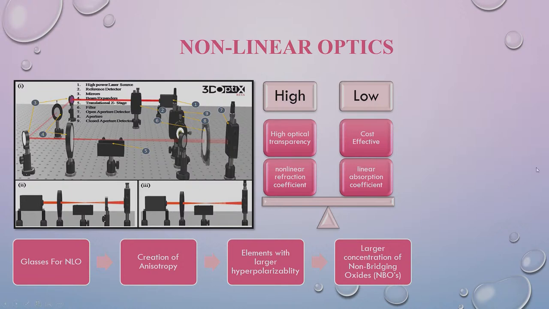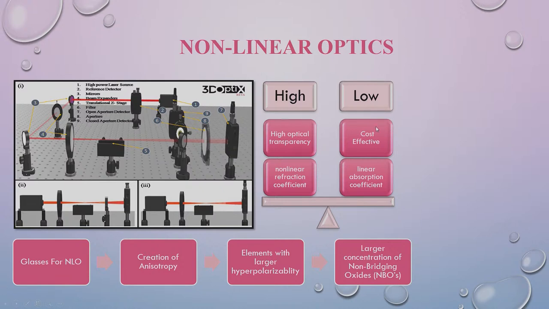That anisotropy works the moment I add some dopant or impurity. So here I am trying to dope gold or silver nanoparticles, or gold and silver nanoparticles. That is also possible. The second thing is, I am trying to choose elements in my composition with larger hyperpolarizability. If the hyperpolarizability is larger, then they make the sample active for nonlinear optical property. That is nothing but creating anisotropy in the matrix.